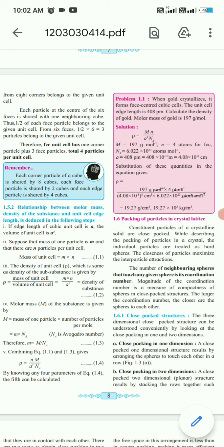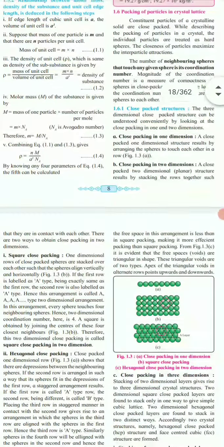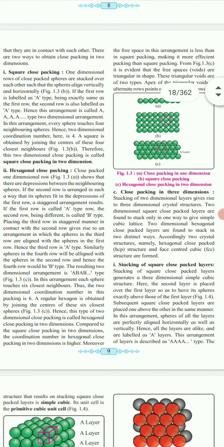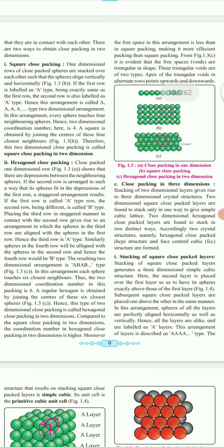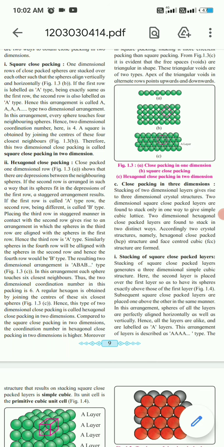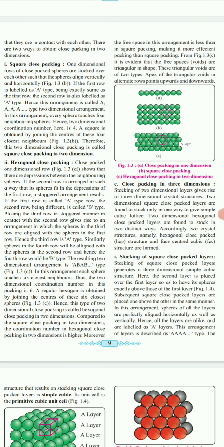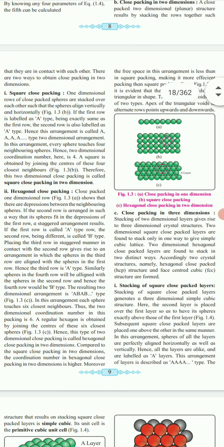Refer figure 1.3a. B. Close packing in 2 dimensions. A close packed 2 dimensional planar structure results by stacking the rows together such that they are in contact with each other. There are two ways to obtain close packing in 2 dimensions: square close packing.